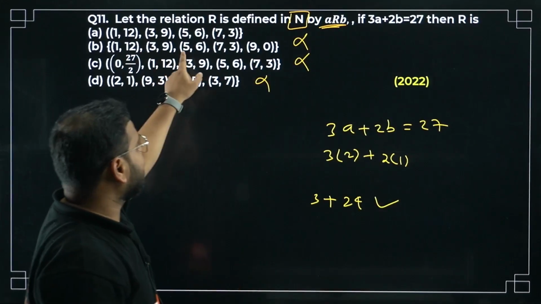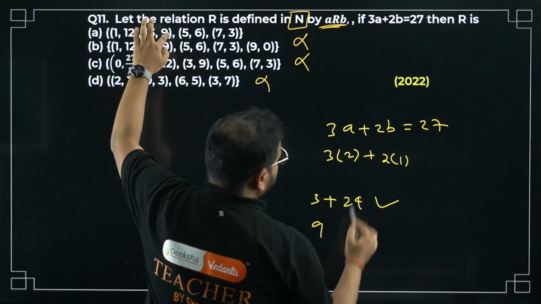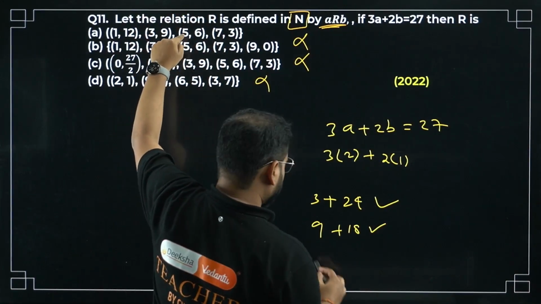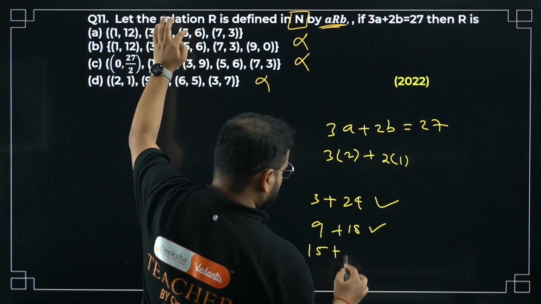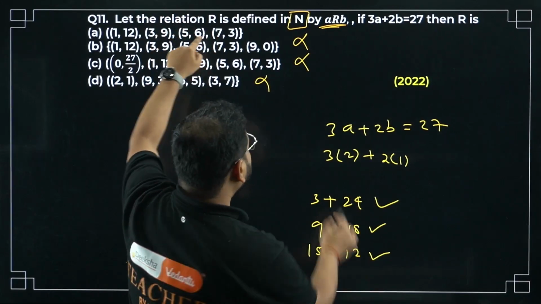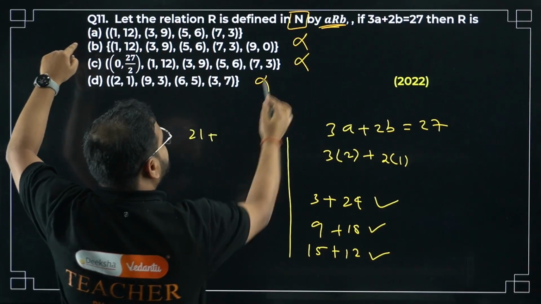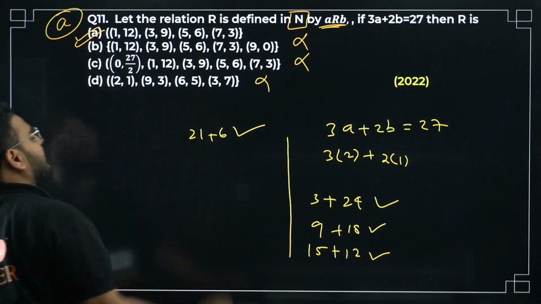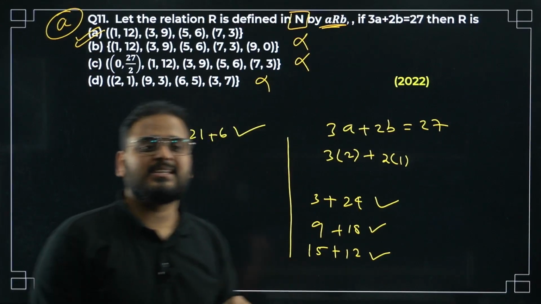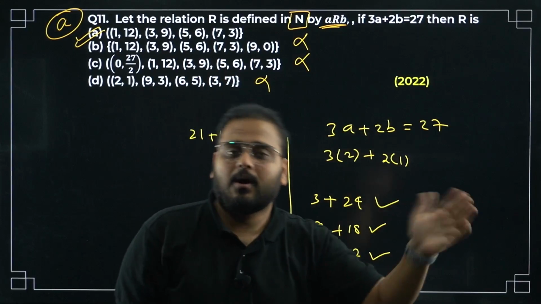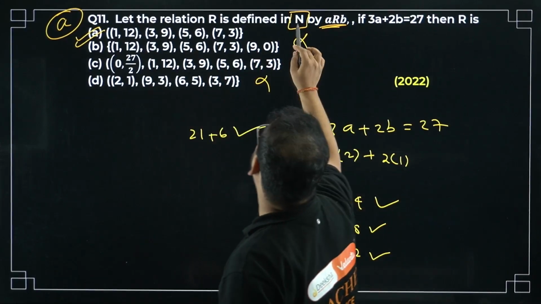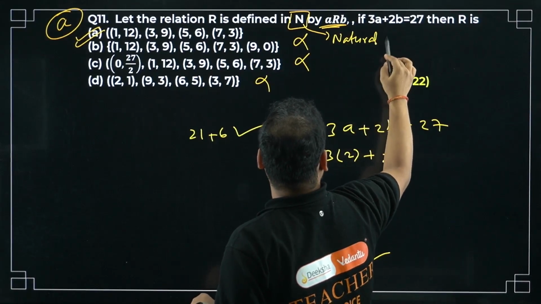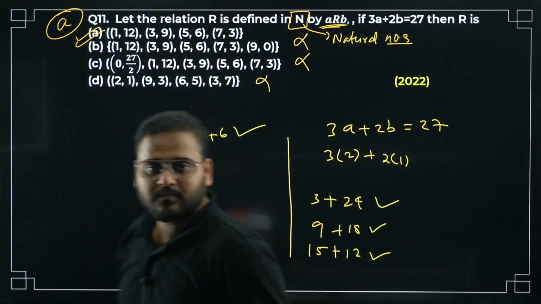27. Second option, 3 and 9. 3 3s are 9 and 9 2s are 18. Correct. The third option, 5 3s are 15 plus 6 2s are 12. Also correct. 7 3s are 21. 3 2s are 6. Also correct. Option A is right, na? Option A is correct. Okay. So B, C, D are wrong. B and C are wrong because they are not natural numbers. Both elements A and B have to be natural numbers, right? They've said it over here. Natural numbers. Let me know if you got it.